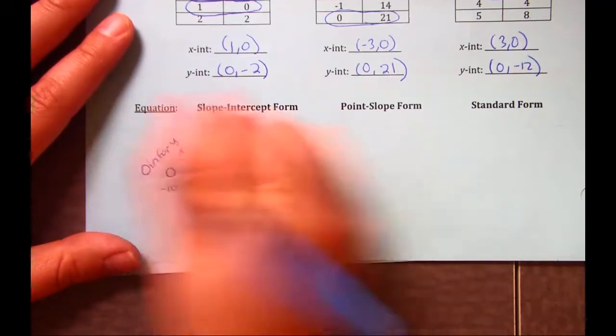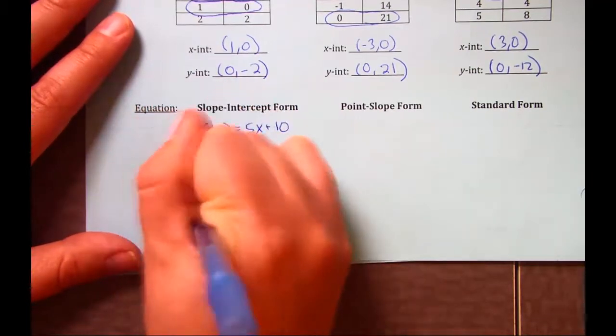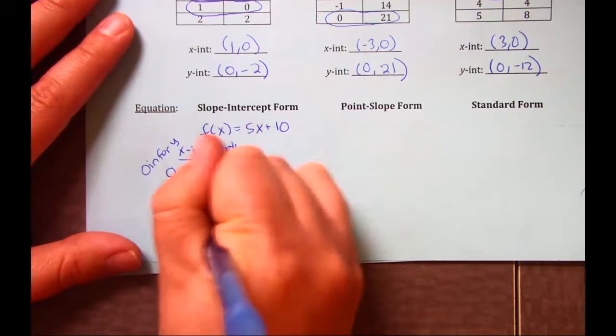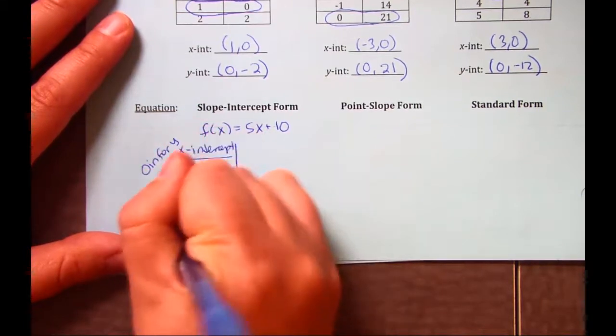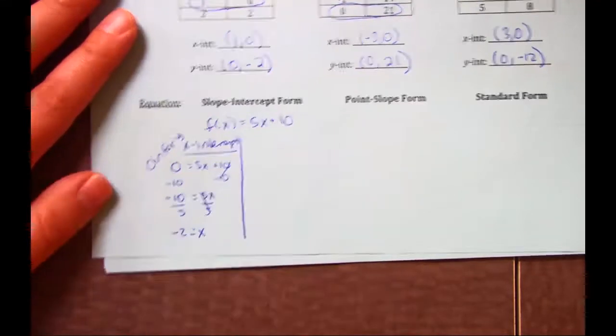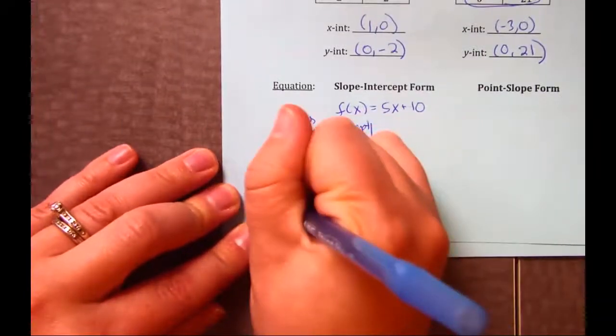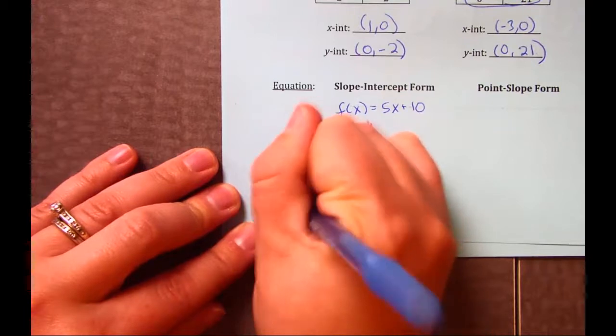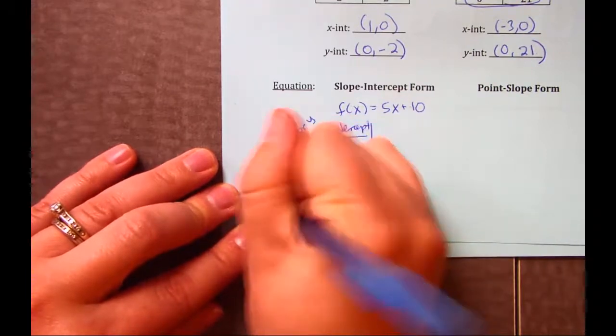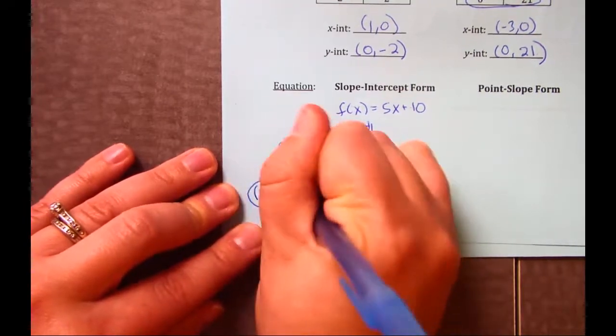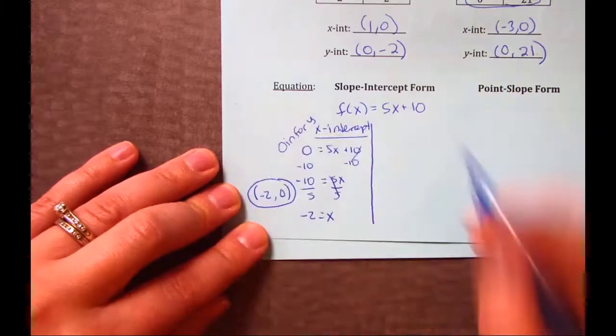Minus 10 minus 10. So I get negative 10 equals 5x. Divide by 5. So x is negative 2. Which means, oops, sorry, that when y is 0, the x value is negative 2, so that's my intercept.